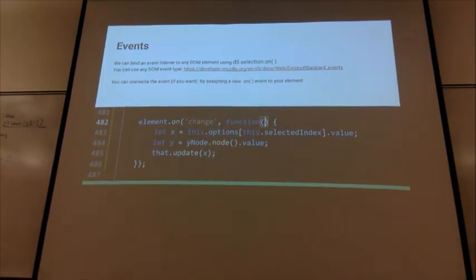So when we're saying this, it's the element, the options of that element, the index of that, and then the value of that option in the array. Does that make sense? It's a little abstract.